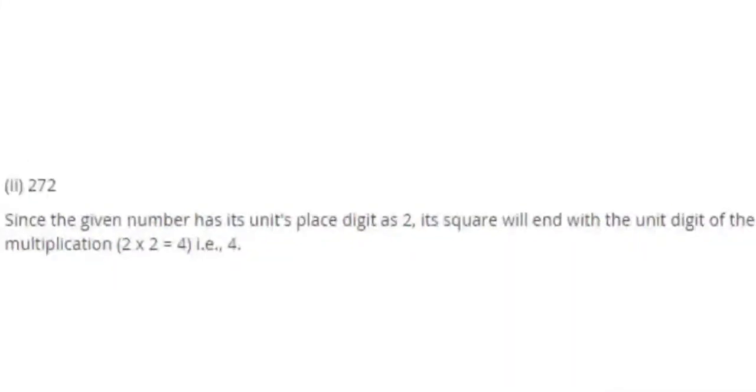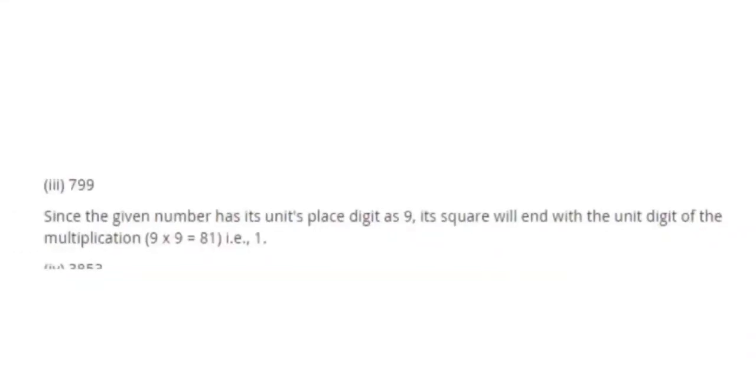Second one, 272. Here also you can see units place digit is 2. So its square will end with the unit digit of the multiplication, 2 into 2, that is 4. See the third one, 799. In this 799, the units place digit is 9 and the square of 9 is 81. So ones place is 1, means unit digit is 1.